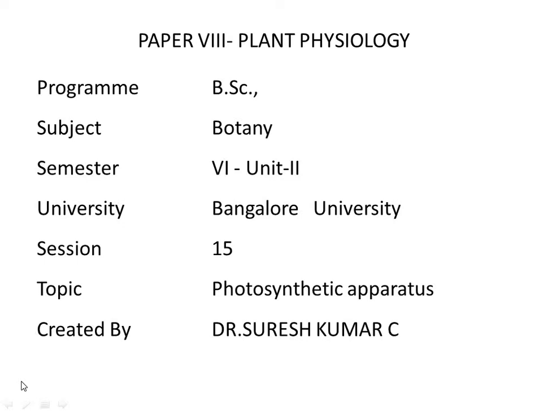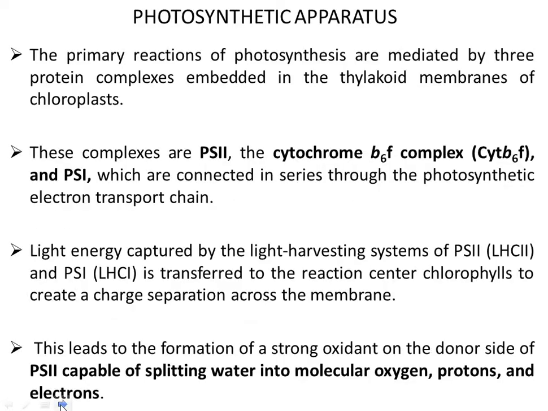Today we shall discuss photosynthetic apparatus and photosynthetic pigments present on the thylakoid membrane of the chloroplast. The primary reactions of photosynthesis are mediated by three protein complexes embedded in the thylakoid membranes of chloroplast. These complexes are PS2, the cytochrome B6 complex, which is commonly called cytochrome B6F, and PS1, which are connected in series through the photosynthetic electron transport chain.